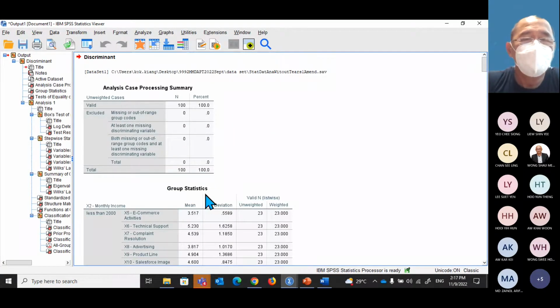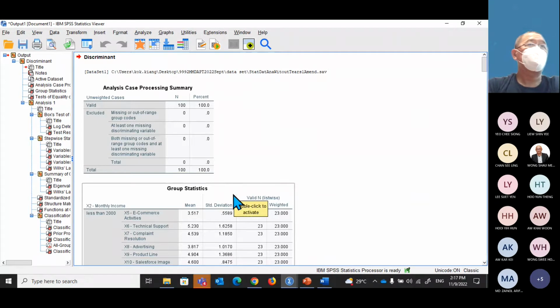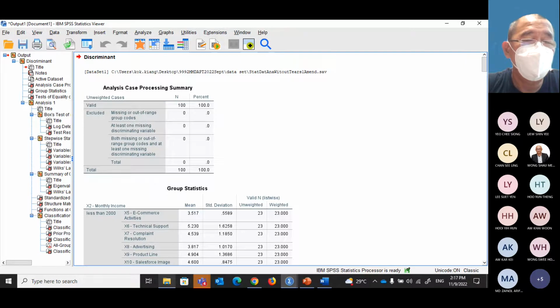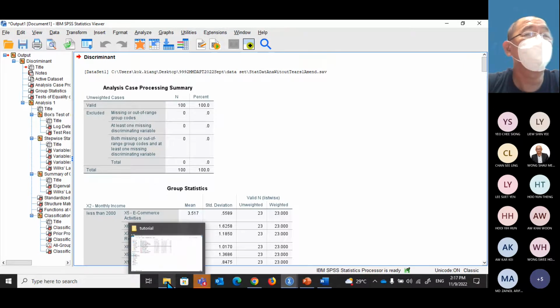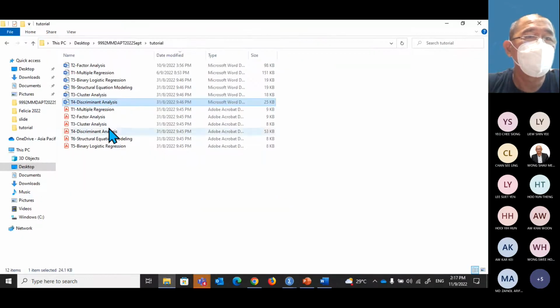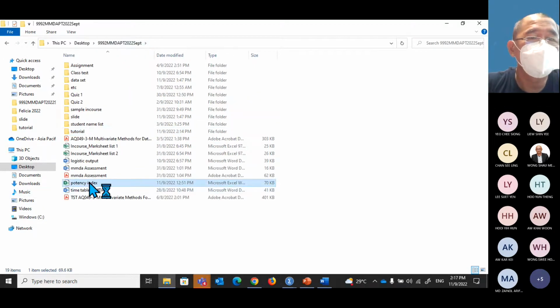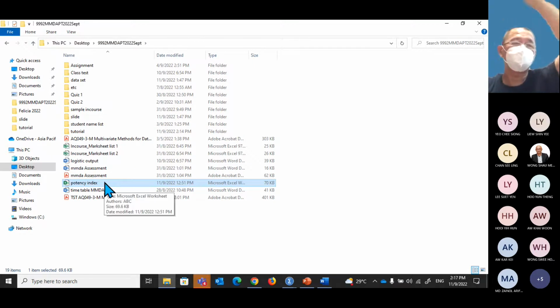So now what we can actually do is only roughly, not too accurate forecasting, not too accurate prediction. I mean, to do the prediction, we see the potency index also.